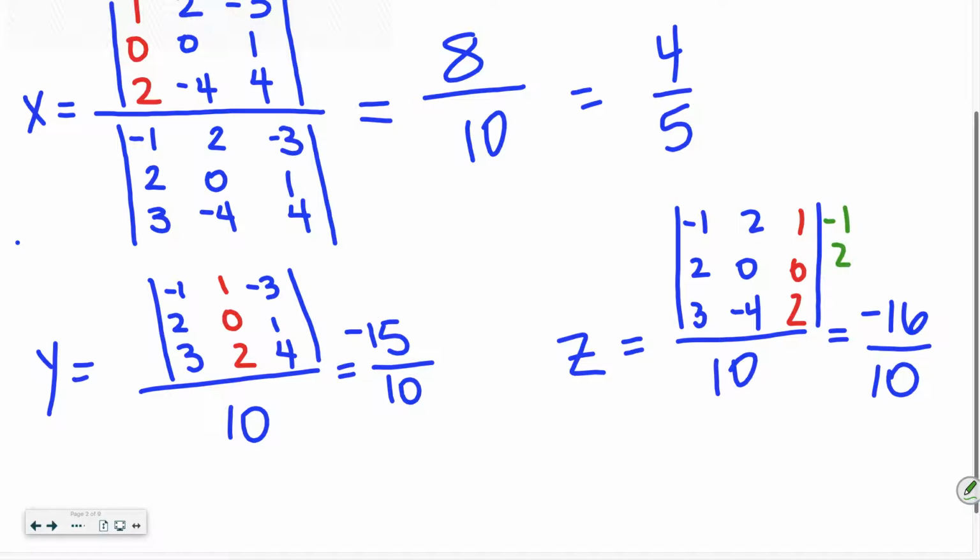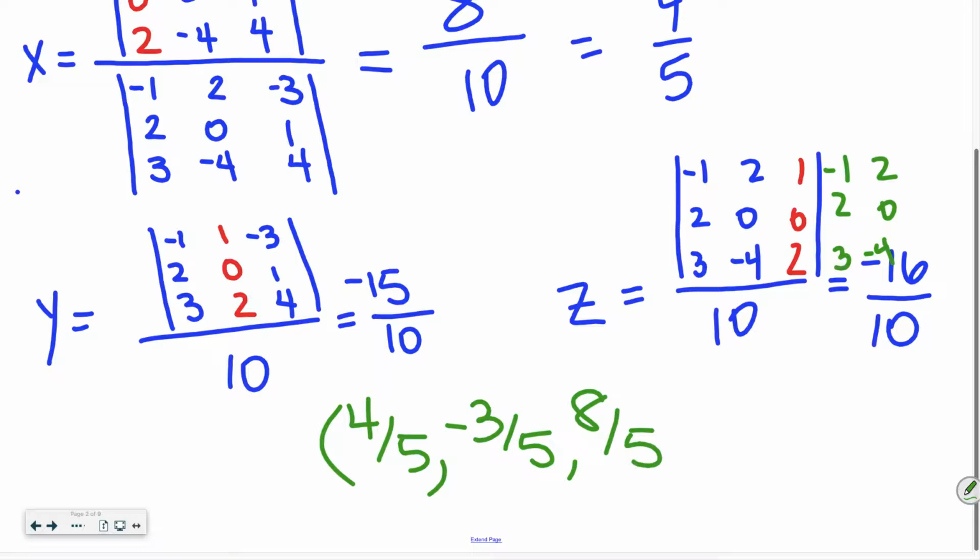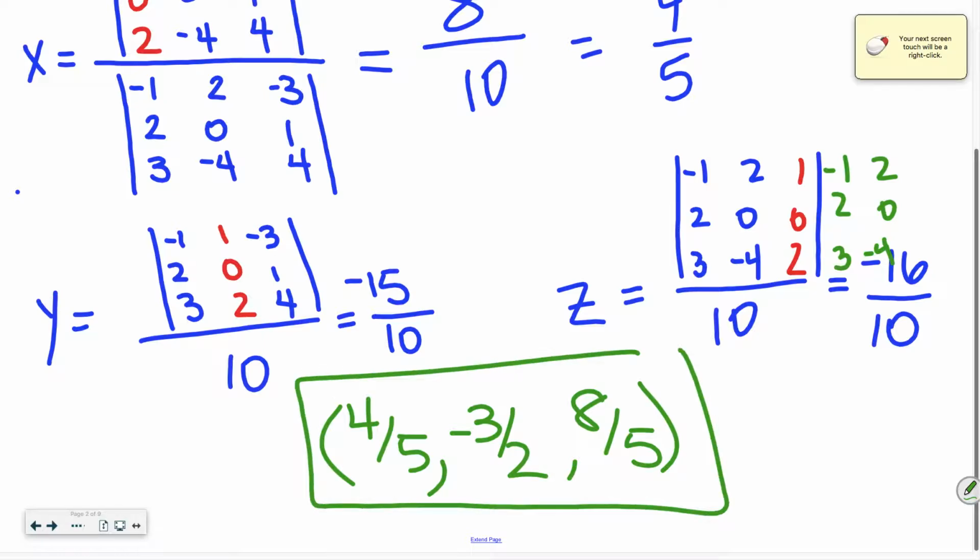Okay, if you copy these down, you should get products of 0, 0, -8, and products of 0, 0, 8. So you have negative 8 minus 8. Okay, so those of you, look at your work if you didn't get that. Okay, so since we're solving a system of equations, our coordinate is 4/5, negative 3/5, 8/5. It's positive 8/5.